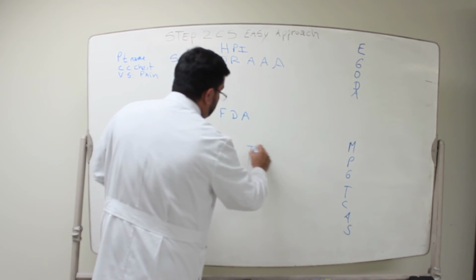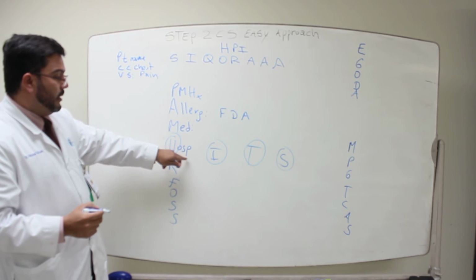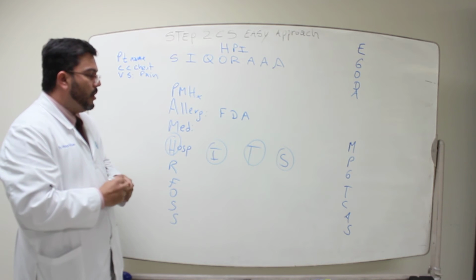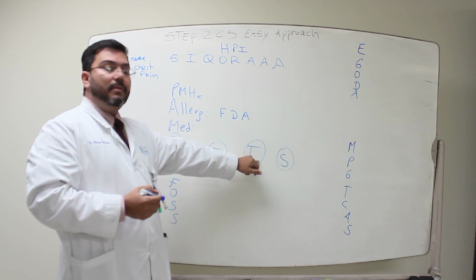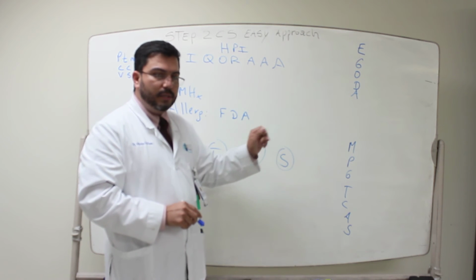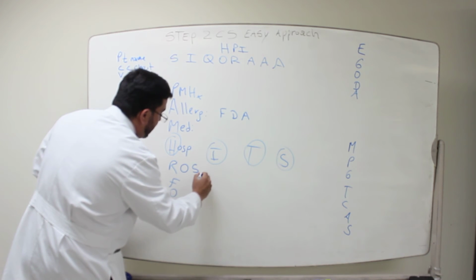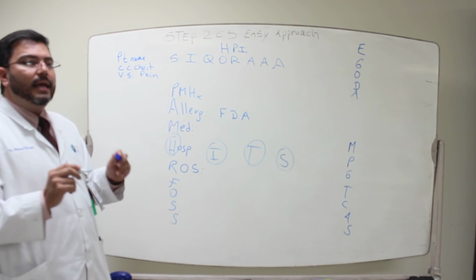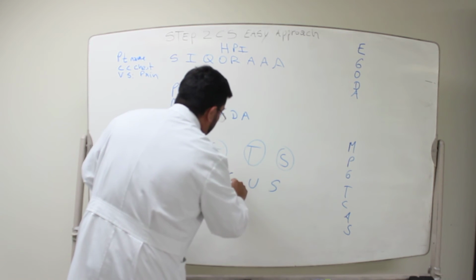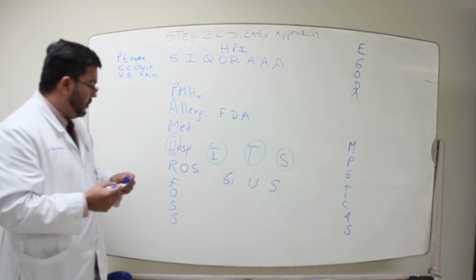This is the mnemonic that I use: HIT. This stands for hospitalization. This stands for immunization or any illness. This is about travel, recent travel, and trauma. This is about surgery, past surgery history. So remember, this is about the review of systems. The three important systems that I like to review are the GI system, the urinary system, and sleep. Is the patient sleeping well?